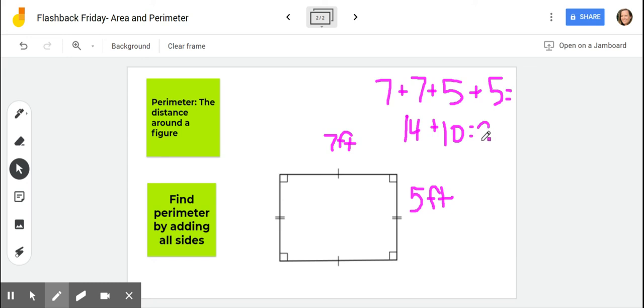24 feet. Now I'm not going to put in a square because I'm not splitting the outside into squares. I'm going around the distance of the outside. So if I were to walk around the outside of this figure, I would be walking 24 feet.